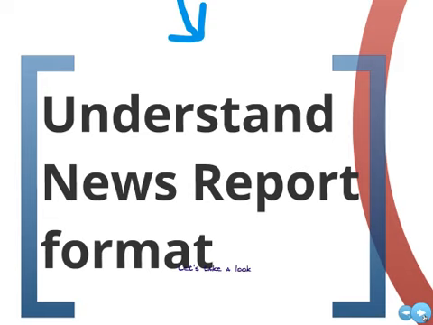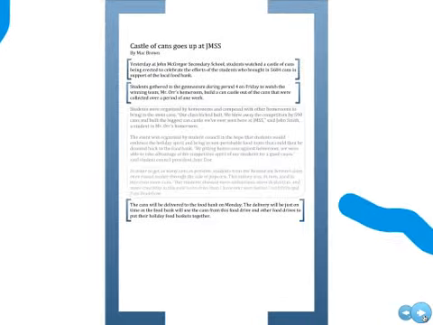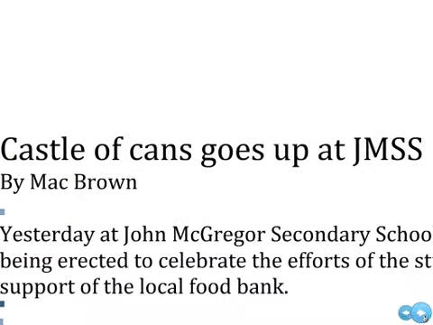Okay, so before we go any further, I want to talk about understanding news report format. Okay, let's take a look. So here's a sample news report. And the first thing we're going to start with is the headline. So where my cursor is moving right now, this is the headline or the title, but in a news report it's called a headline. Castle of Cans goes up at JMSS.